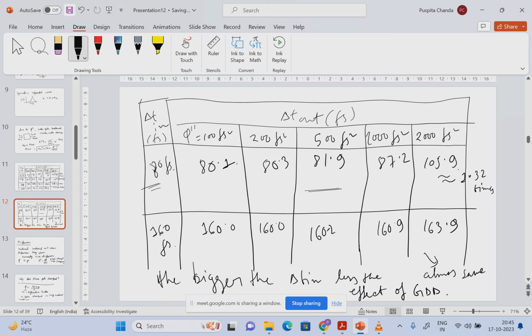In the laboratory, that's why we work with delta T in around 80 femtosecond, because 160 femtosecond is still a very large bandwidth. In terms of ultrashort physics, 160 femtosecond is a very broad pulse. So usually an 80 femtosecond pulse is used.